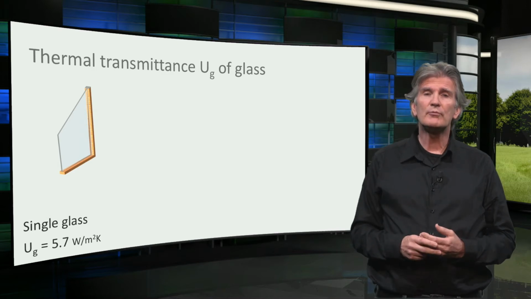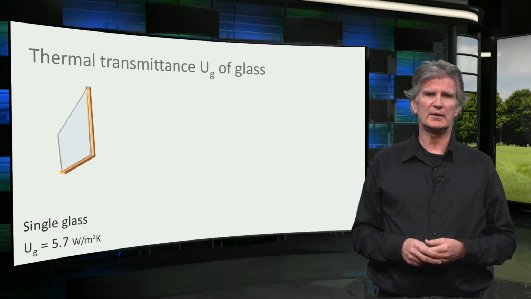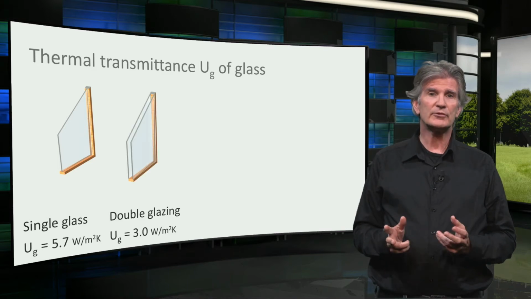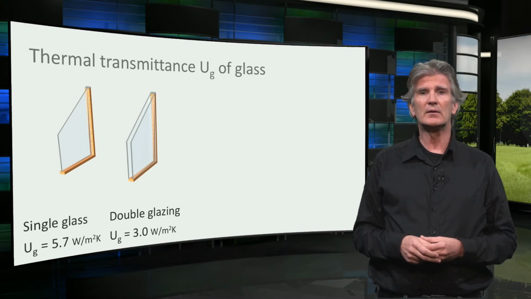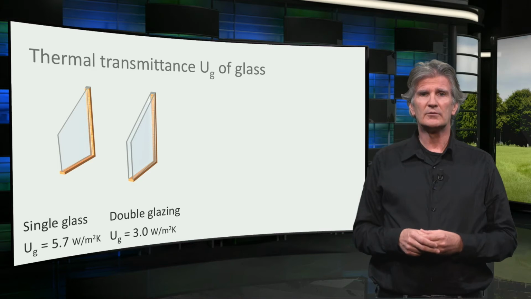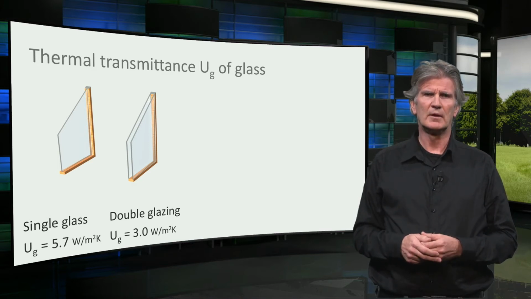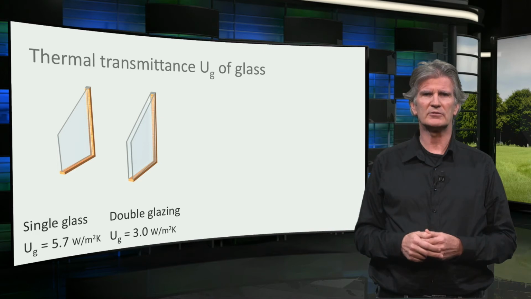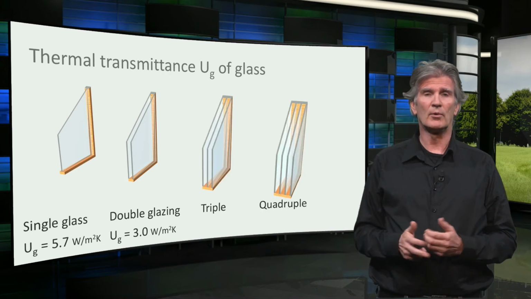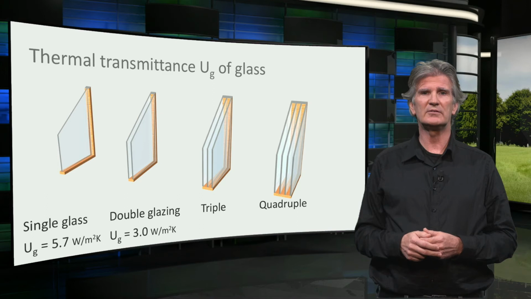To reduce the U value of glass, a few technologies are applied. First, adding additional layers of glass, thus creating one or more air cavities. By adding one extra layer, double glazing is created with a U value of 3, which almost halves the heat losses compared to single glass. Double glazing is common nowadays. Triple glazing is more and more applied, and even quadruple glazing is on its way.